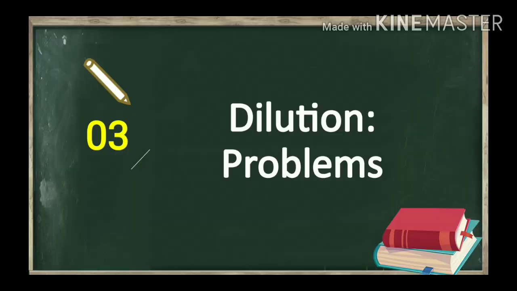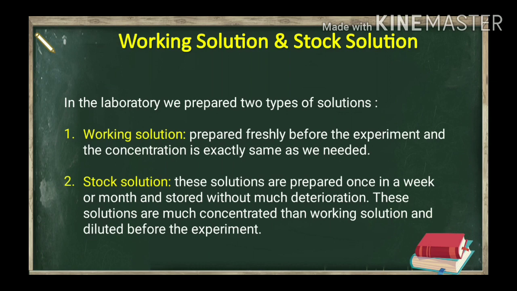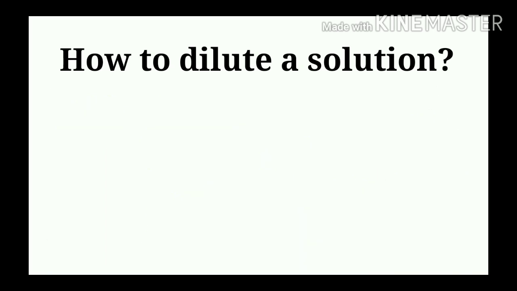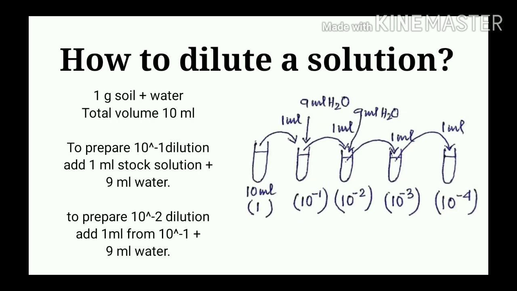In the laboratory, you can prepare two types of solution. A working solution is prepared freshly and you can use it directly in your experiment. But stock solutions are generally more concentrated and can be stored for a longer period and reduce reagent preparation time, but they must be diluted before the experiment. You can dilute a solution directly using this equation, that is V1 into S1 equals V2 into S2. Or you can dilute a solution serially in this way as I have described in this picture.